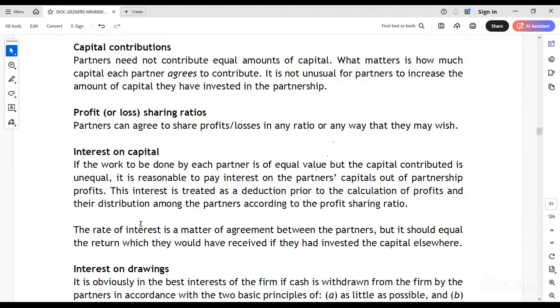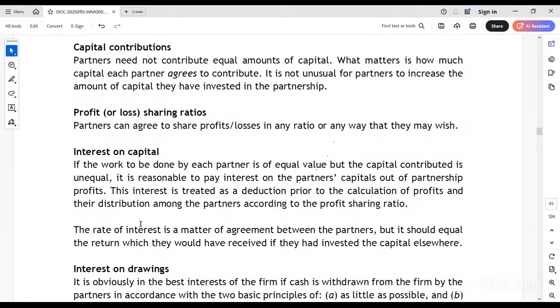Partners need not contribute an equal amount of capital. What matters is how much each partner agrees to contribute. It's not unusual for partners to increase the amount of capital they have invested in the business. So capital contributions, it's all about how much each of the partners is contributing. So we have to talk about the capital contributions in our partnership agreement.